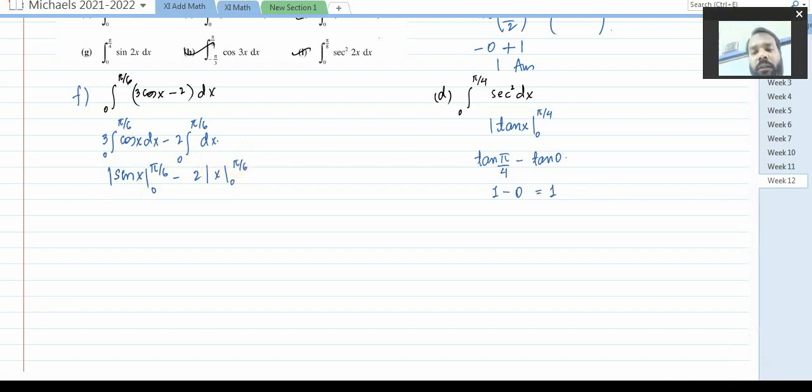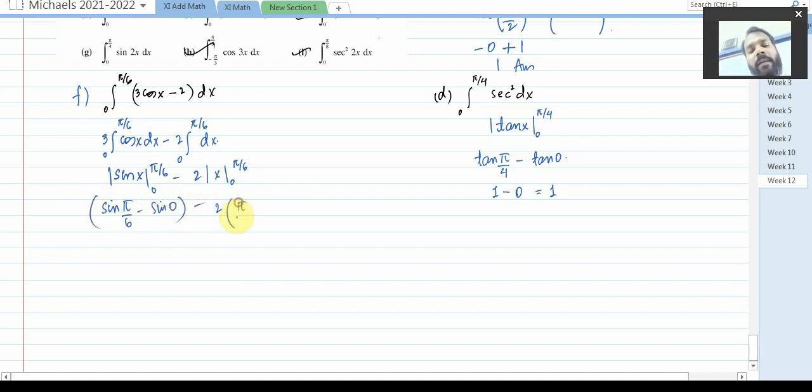Alright, now applying limits here, it's sine of the upper limit pi over 6 minus sine of the lower limit 0, minus 2 times the upper limit pi over 6 minus the lower limit 0. We have placed the limit values in the variable x here. Now sine pi over 6 is basically sine 30, and sine 30 is 1 over 2. You can find the value of sine pi over 6 in radian mode from your calculator. So 1 upon 2 minus 0, minus 2 times pi over 6.